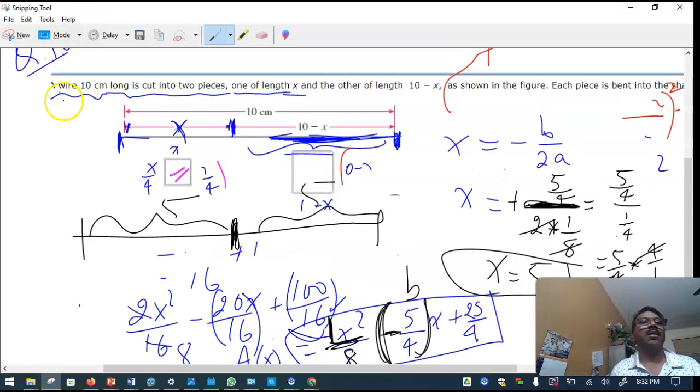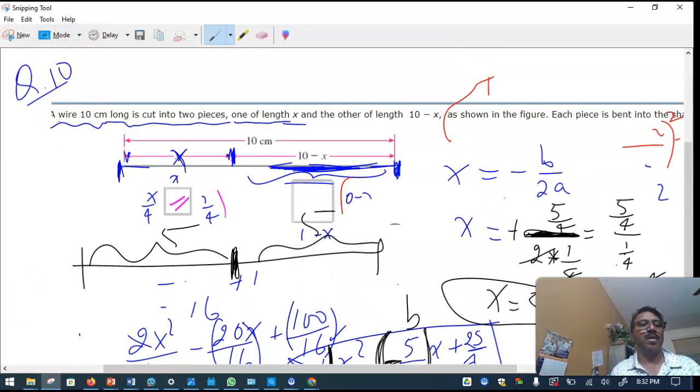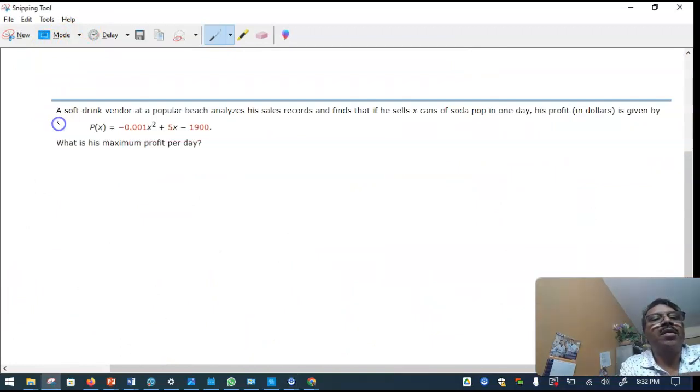Let's do the next one now. This was 10, so let me do 9. This is the one I was trying to do in the class when the bell rang and I could not finish it.